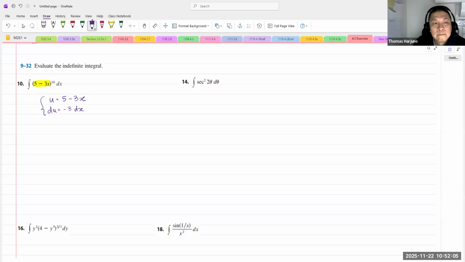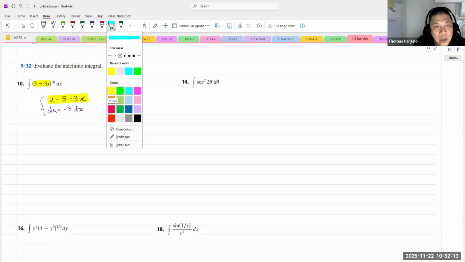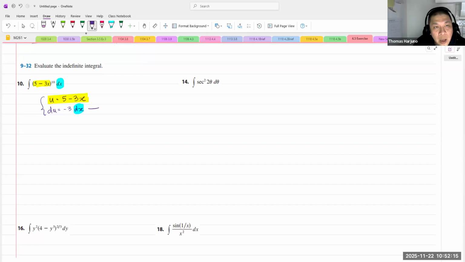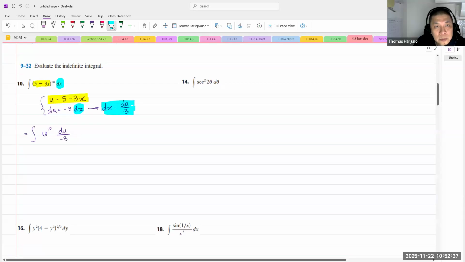That's our u. But what happened to our dx then? Oh, we have that here. So let's play with that. So our dx then becomes du over negative 3. That's our dx. Now let's do the substitution. This is integral u to the 10 du over negative 3. Take a look at how I substitute them. It's really just substitution.